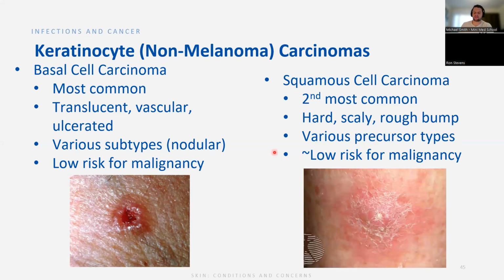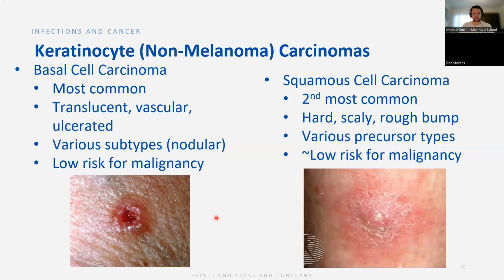The next one is squamous cell carcinoma, and that's going to be your second most common. This is often called the sun damage lesion, or the volcano lesion, where the skin can appear to be a hard, scaly, rough bump like this that does not heal over time. So like that skin irritation that you might get from a burn or something, it just won't heal and it will keep progressing and growing. There are precursors to this, something called actinic keratoses that can lead into squamous cell carcinoma. And they have a slightly higher risk for malignancy than the basal cells, but still lower than melanoma.